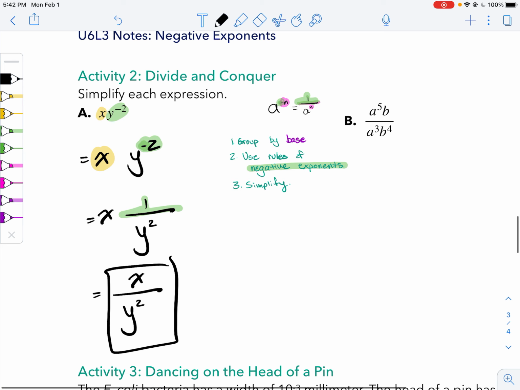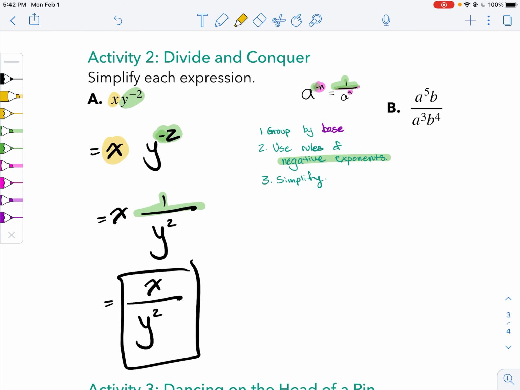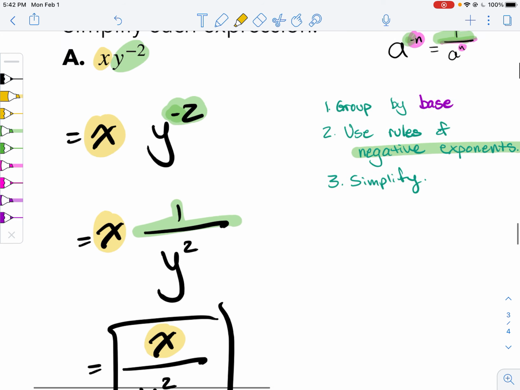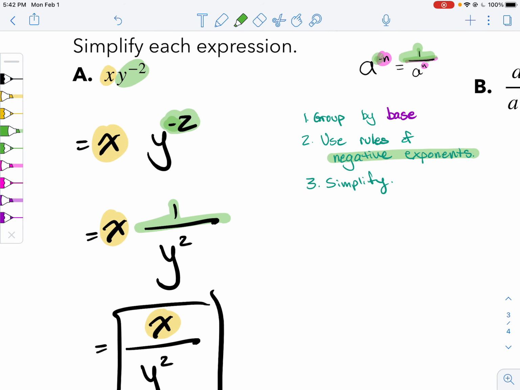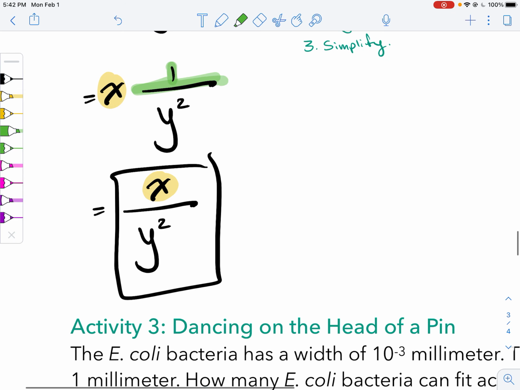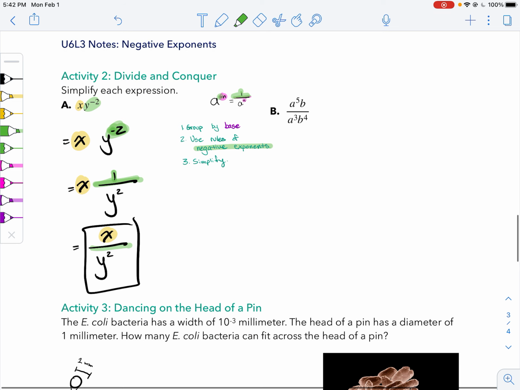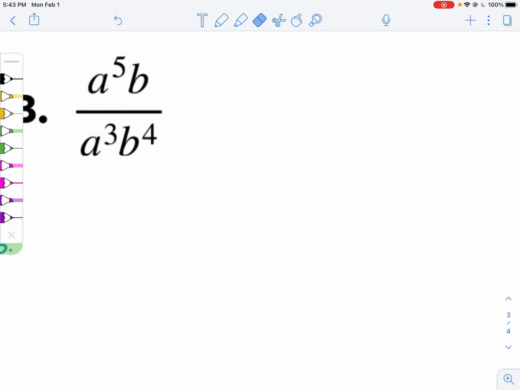So what did we do? Well, we tackled it by base, dealt with our x, but there was nothing to deal with. And then we took our negative exponent, that's a 1 over, and there it is, all over y squared. Woohoo! Let's do it again. Oh, look at this guy.